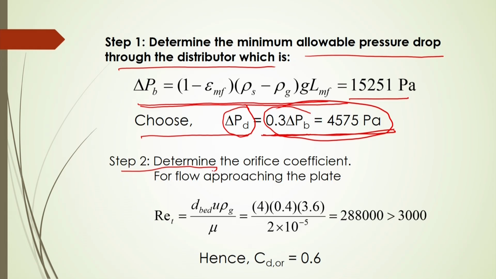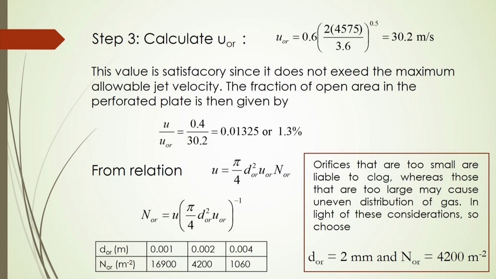And then after that you have to determine the orifice coefficient from this Reynolds number relationship. If your Reynolds number is like this, then you can calculate from this table what the orifice coefficient should be. After that, calculate UOR by that equation, and then you are getting this, and this value is satisfactory since it does not exceed the maximum allowable jet velocity.